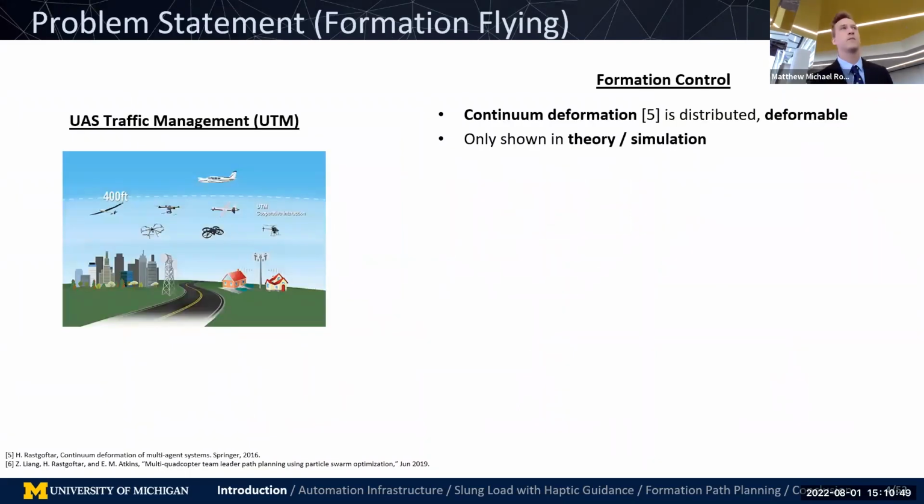For formation flying, and in UAS traffic management, the goal is to have many vehicles fly in a shared airspace and coordinate their flight such that they avoid collision and things work out nicely. Formation flying is a potential solution such that the traffic management system only sees the formation as one entity and only plans for that, while the formation itself handles its own coordination.